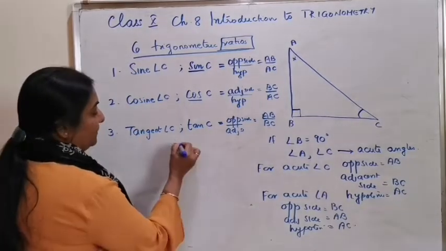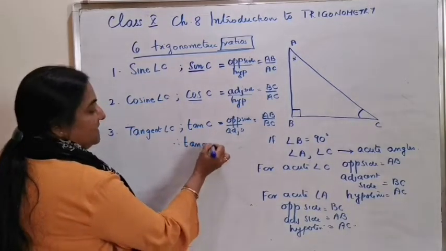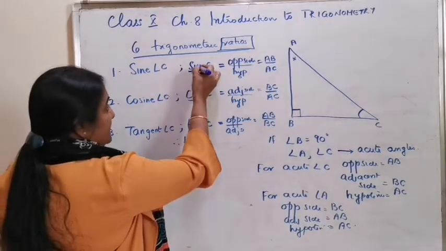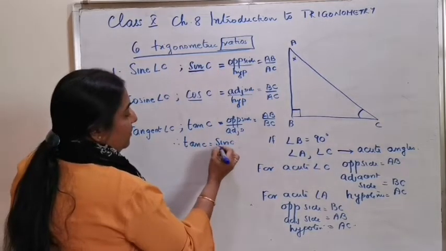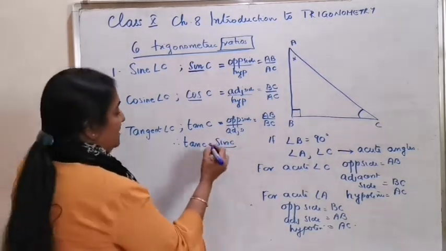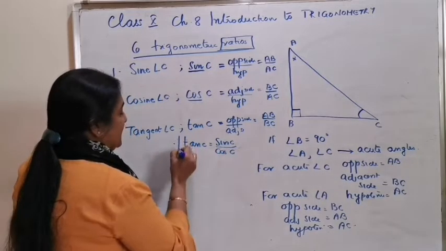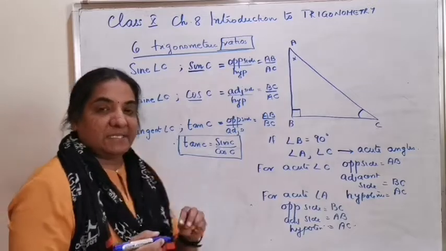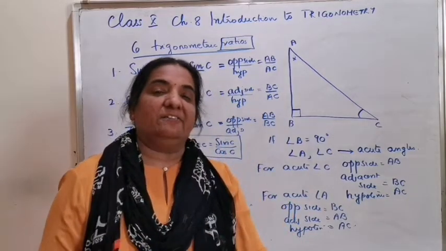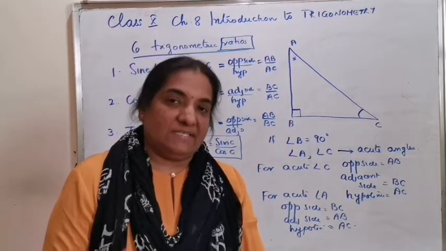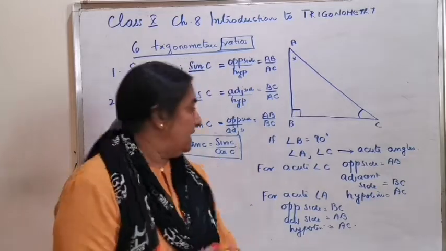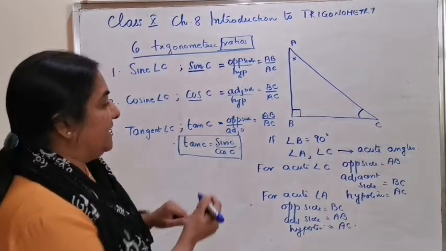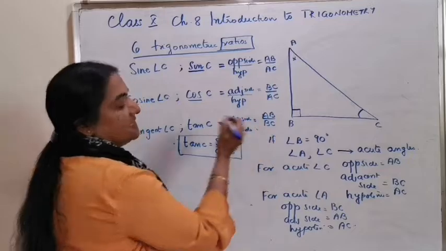Therefore, tan C is the same as sine C. The operation is division by cos C. So tangent of an angle is sine of the same angle divided by cos of the same angle, or it is the same as opposite side by adjacent side.